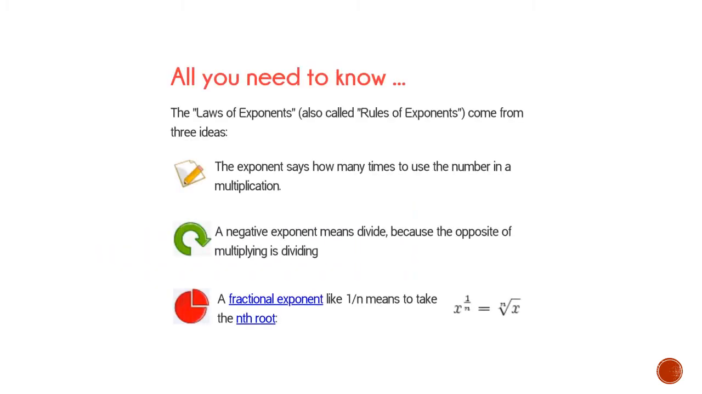All you need to know, the law of exponents, also called rules of exponents, come from three ideas. First, the exponent says how many times to use the number in a multiplication. Second, a negative exponent means divide, because the opposite of multiplying is dividing. Third, a fractional exponent like 1 over n means to take the nth root. So here, x raised to 1 over n is equal to the nth root of x.